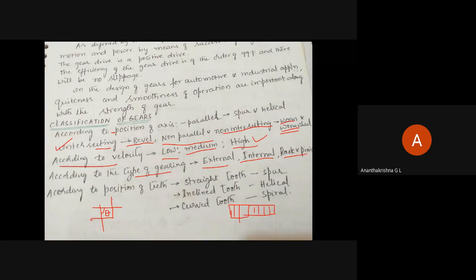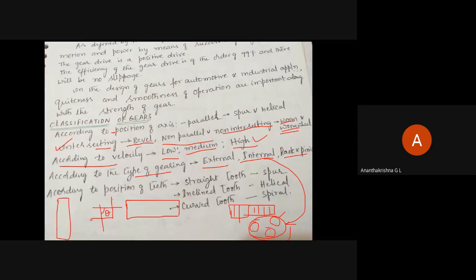There are many places where you will have a cylinder and inside that you will have gears, essentially the planetary gearbox. This is called the internal type of gearing, where you have a sun gear, and within that you have planetary gears. And rack and pinion, as you are familiar with, has a rack which is essentially a straight one.